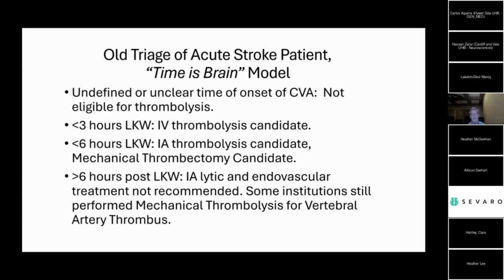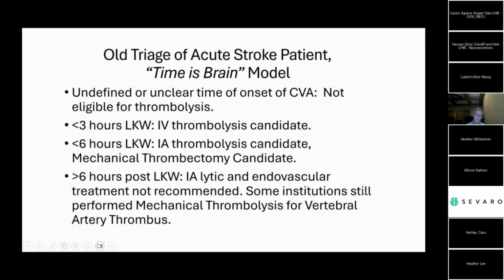Unfortunately, at this point in time, after 6 hours, unless they had a posterior circulation stroke, where the mortality rate is near 90%, you really couldn't do much. They would allow you to treat posterior circulation strokes because you basically had nothing to lose.